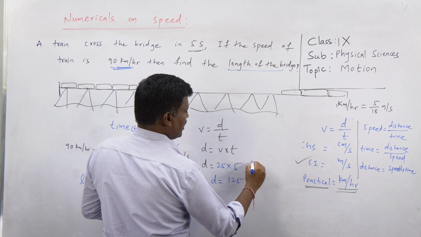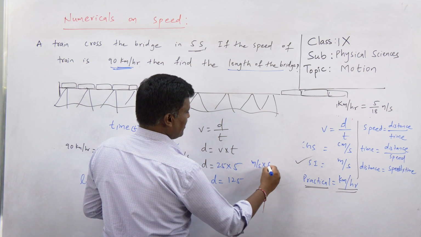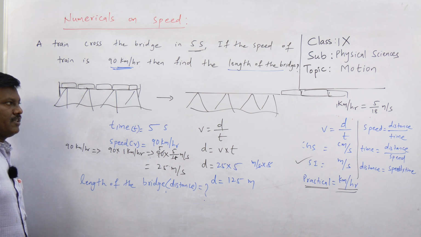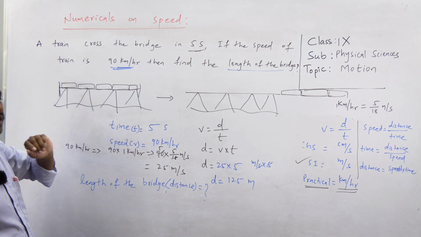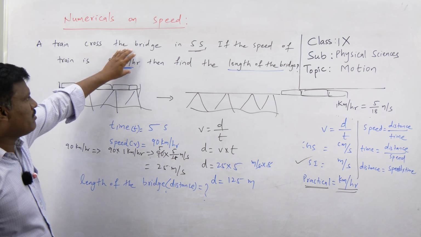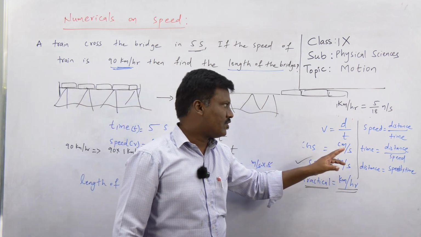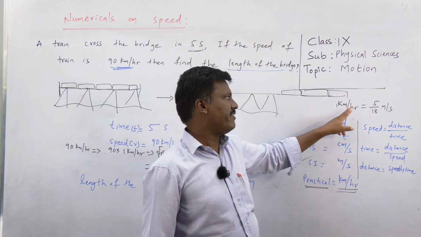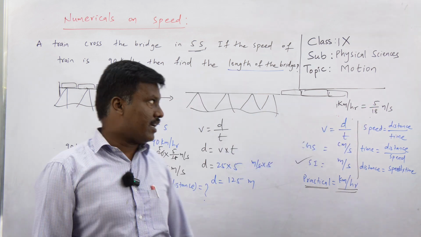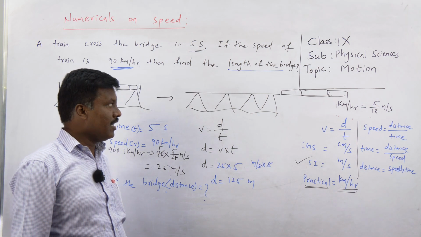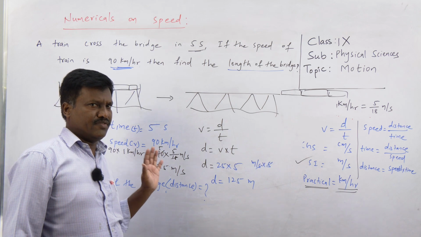Here the speed unit is meter per second, the time unit is second, seconds cancel, and the unit is meter. Distance unit is meter. In this way we have to solve the problem. Remember, whenever kilometer per hour is given, compulsorily you have to convert into meter per second, so you have to multiply that given number by 5 by 18. I hope you are understanding how to solve these problems. We will discuss more problems for better understanding.